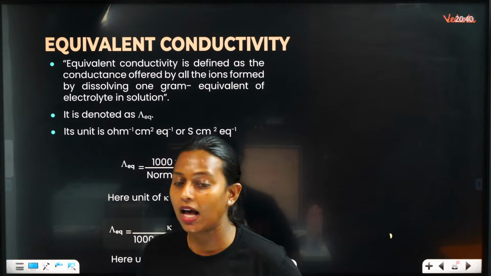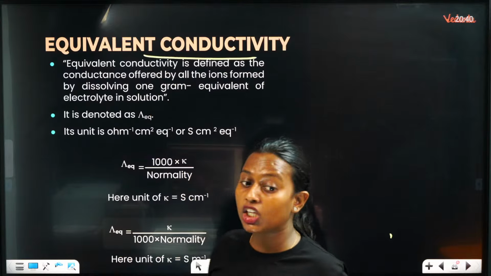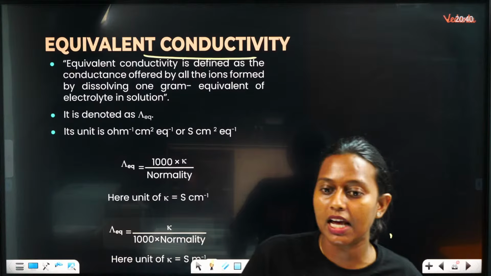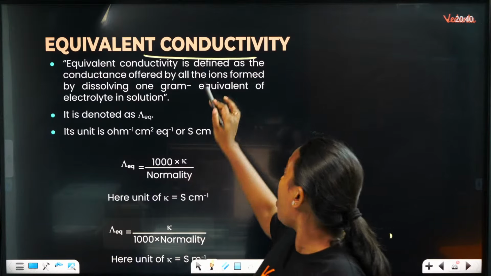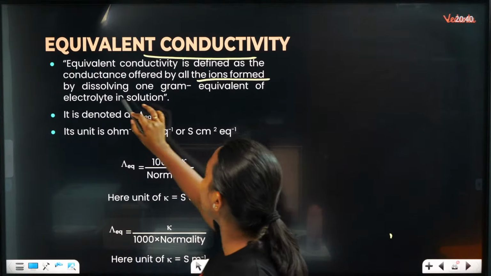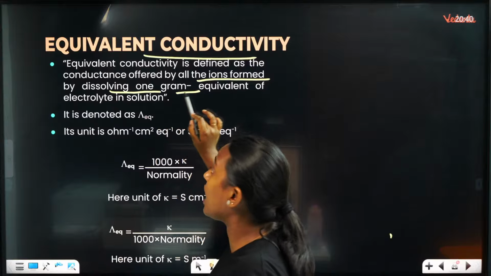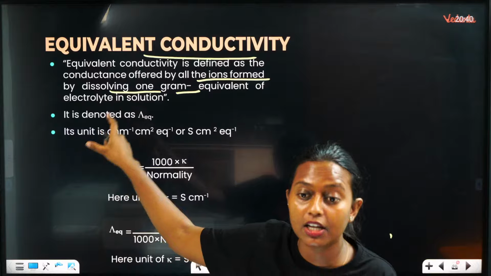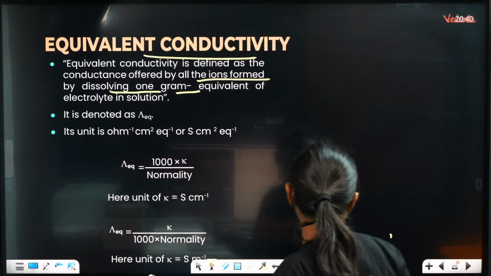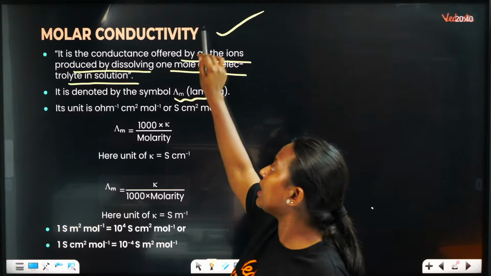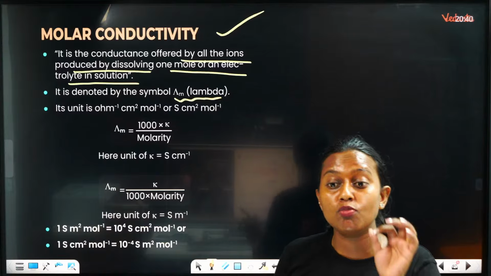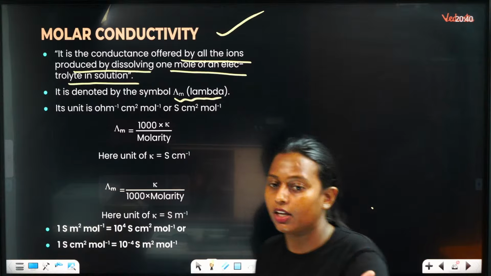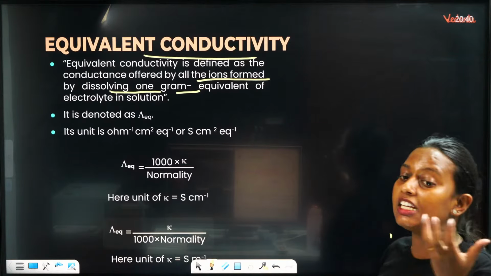Equivalent conductance. What is equivalent conductance? Equivalent conductance is defined as the conductance offered by all the ions formed by dissolving 1 gram equivalent. So remember this, in equivalent there is 1 gram. But in molar conductivity, you can see, it is 1 mole. One mole of electrolyte is being taken.